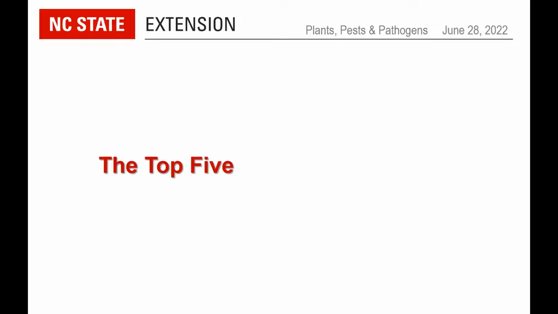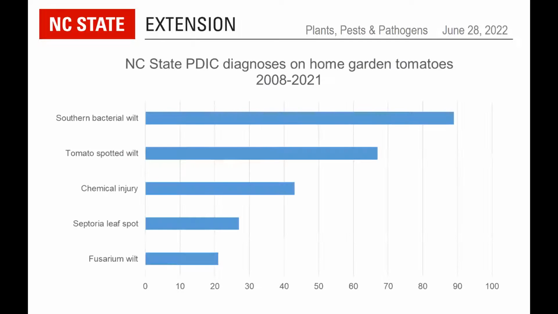Here then are the top 5 according to the data that we have for the last 14 years. And whoever said bacterial wilt, you are in 100% agreement with us here. We have seen over this period of time almost 90 different diagnoses of southern bacterial wilt on tomato in North Carolina home gardens in that period of time. So that would be our number 1.